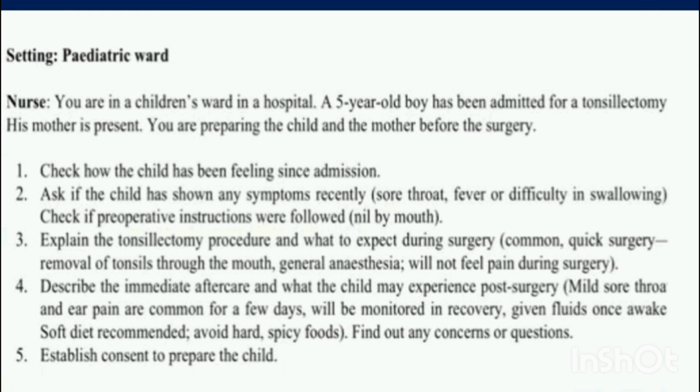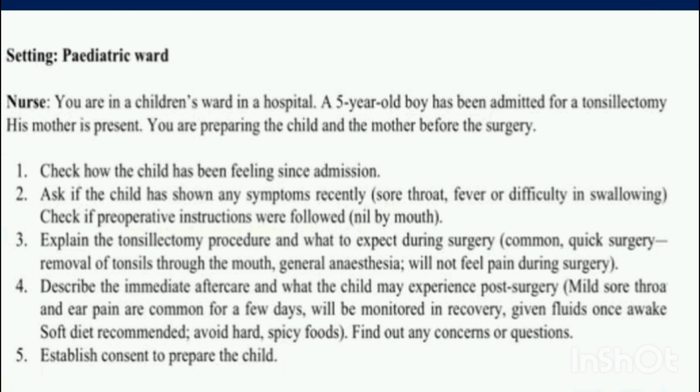Here again it is describe. Describe means again we have to give information to the bystander. Describe the immediate aftercare and what the child may experience post surgery, like mild sore throat and ear pain are common for a few days, will be monitored in recovery, given fluid once awake, soft diet recommended, avoid hard spicy food, and find out any concern or question. So the fourth task we will construct like this.